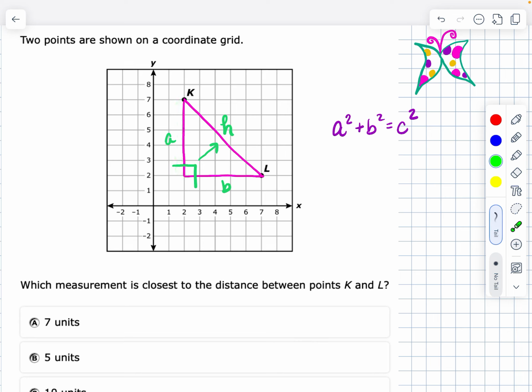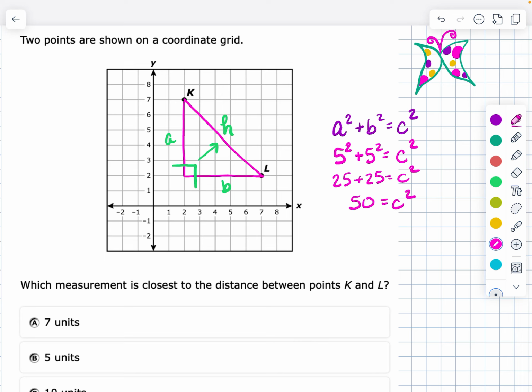or I could say 7 minus 2, right? And then same thing here, 7 minus 2. Either way, we get 5 for both of them, so I can start filling in this formula. So I have 5 squared plus 5 squared, and that's equal to C squared. 5 squared is 25, plus another 25 is equal to C squared, and 25 plus 25 is 50.